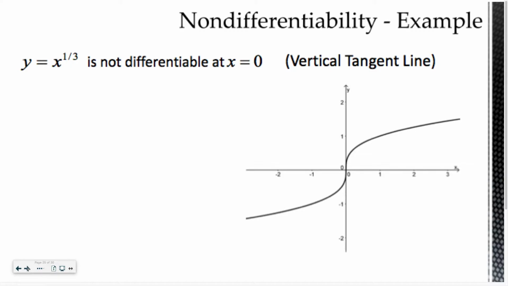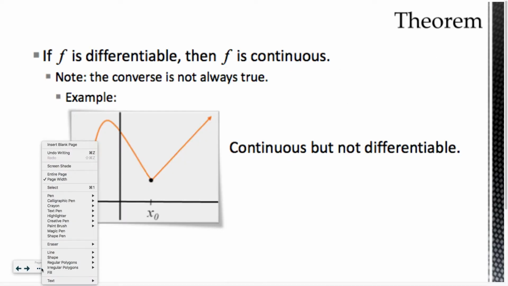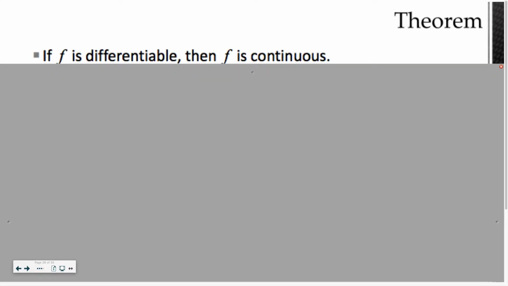All right, two more things to talk about. If f is differentiable, then automatically we know that it's continuous. If f is differentiable, automatically we know that it is continuous. Why?